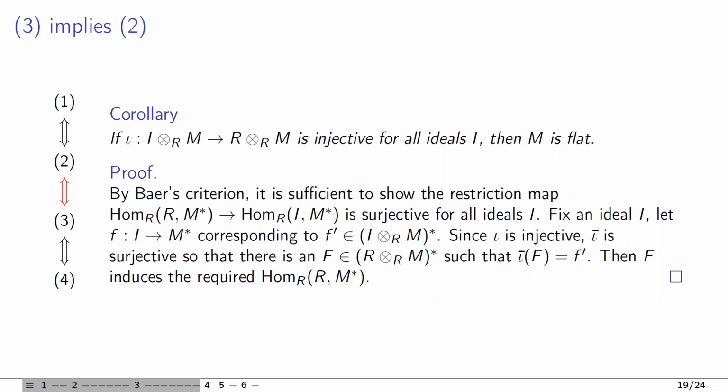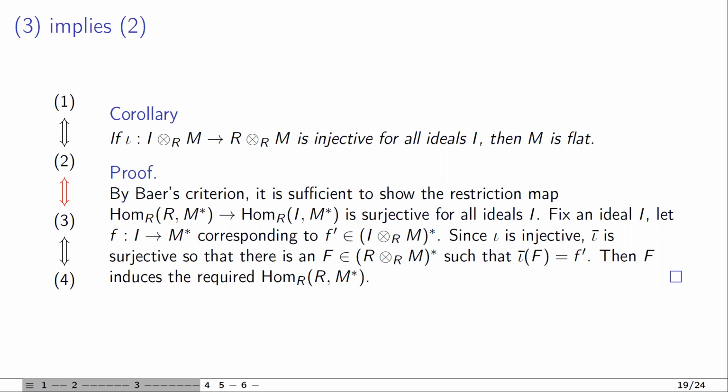So the corollary is that if tensoring with M is injective for all ideals, then M is flat. This is because by Baer criterion, if we want to show M star is injective, we just need to show that this R to M star restricted to I to M star is surjective for all ideals I. This is what Baer criterion is saying. And so now we fix an ideal I and we pick an arbitrary F prime from I to M star. We want to find an R to M star which restricts to the F prime.